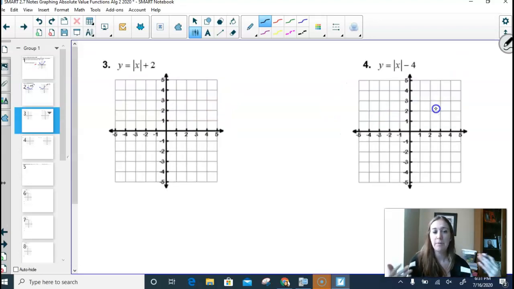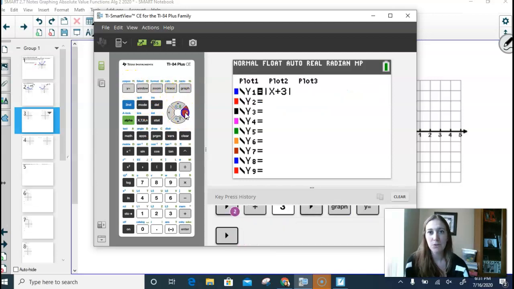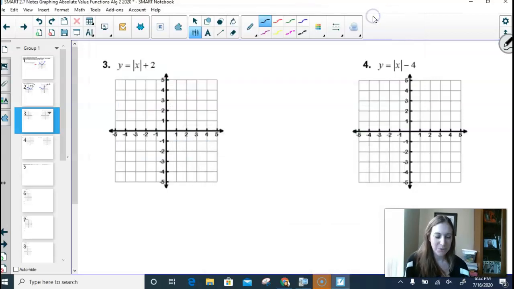And then maybe I'd have you guess this in class. What do you think is going to happen here? Now notice the plus 2 is no longer in the absolute value bars. It's outside of the bars. So we're going to have to delete this, hop out of the bars, and then hit a plus 2. So if you guessed up 2, you're right. This was shifted up 2 units.